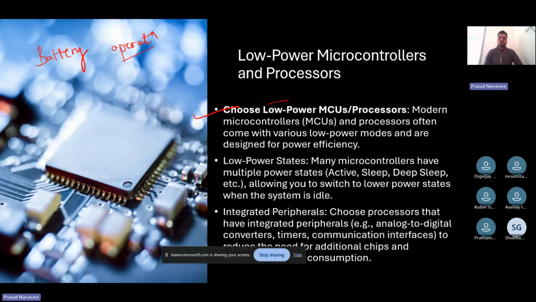So it says that we have to choose the processor that has integrated peripherals. Example, ADC, which is basically an analog to digital converter, but we have some other peripherals. Sometimes some applications are based on RTC. RTC is a real time clock.